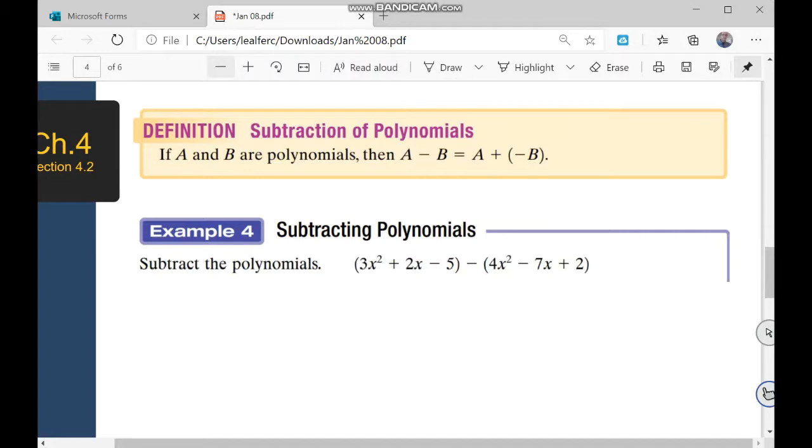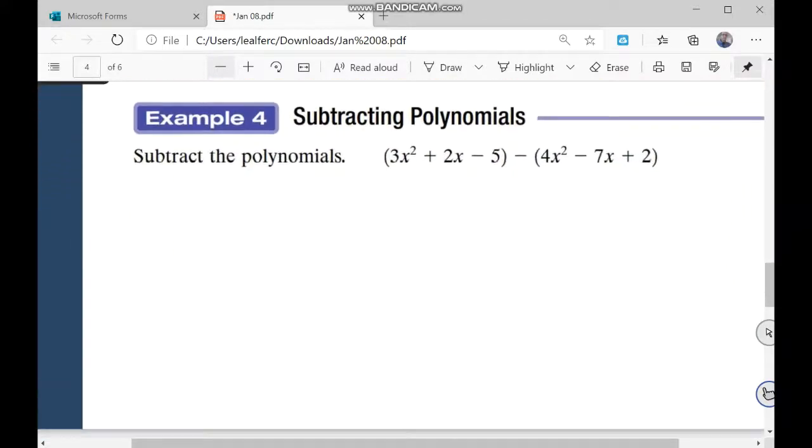Now the definition of subtraction. If you have polynomials A and B, then A minus B is going to be equal to the addition of A plus the opposite of B. That means that to work out the subtraction is the same thing as we did yesterday with the addition. But first we need to change the second polynomial in the subtraction to find the opposites, right?